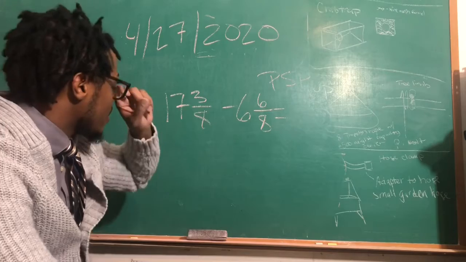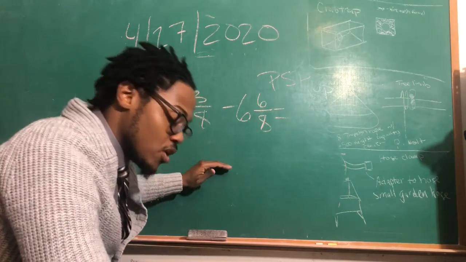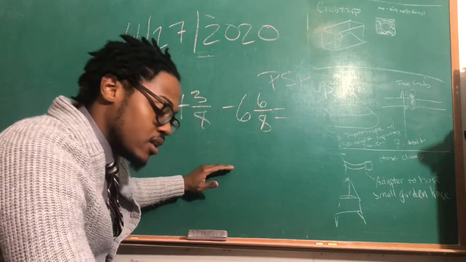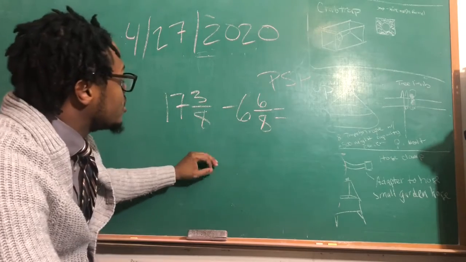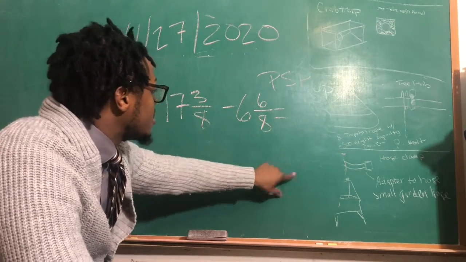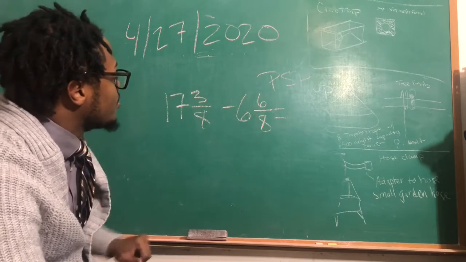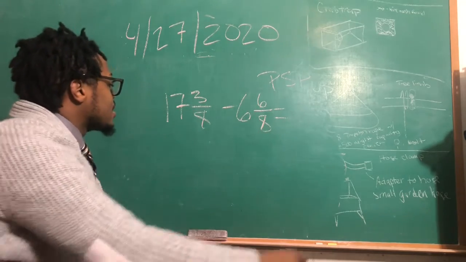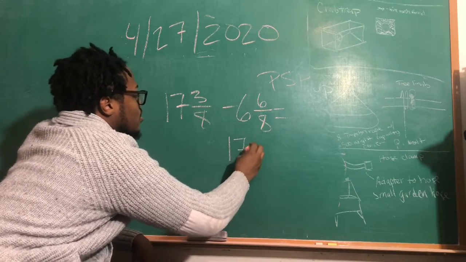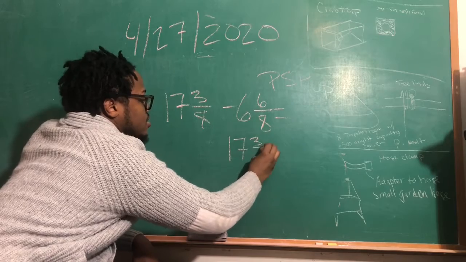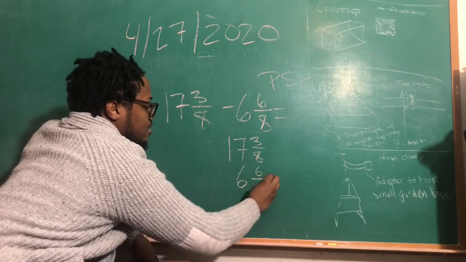What do we do here? All right, let's take a look. So we could do the fraction bar. We could do the number line. The only thing is that it becomes a lot of work to do. So what we do is the same strategies we did for the addition. I think when it comes to subtracting fractions, the best thing to do is just set them up just like so. So we have 17 and 3/8. We also have 6 and 6/8.